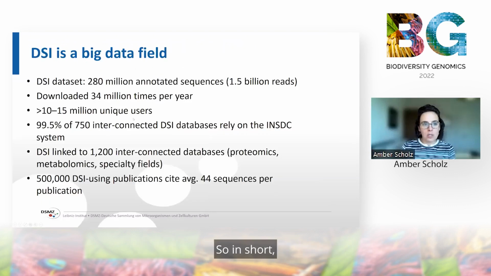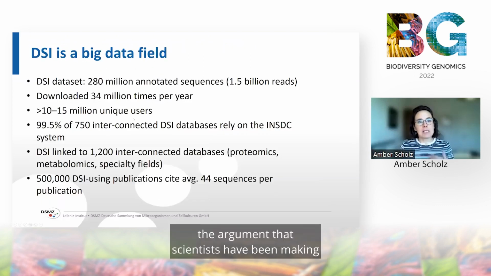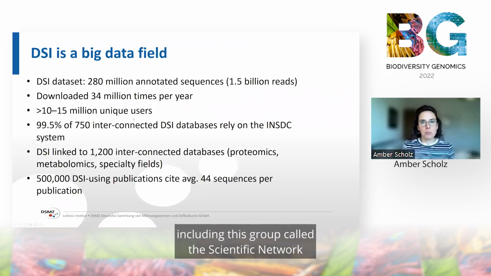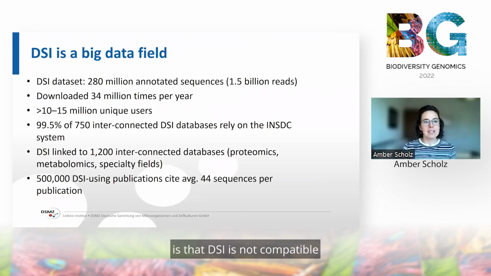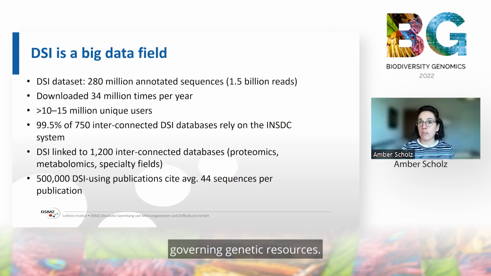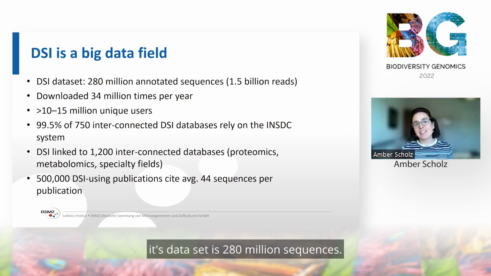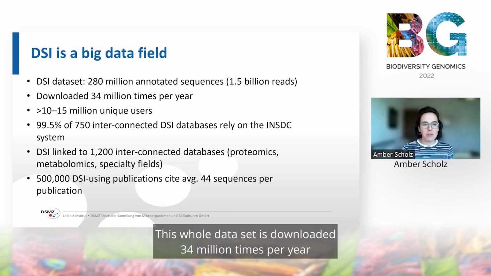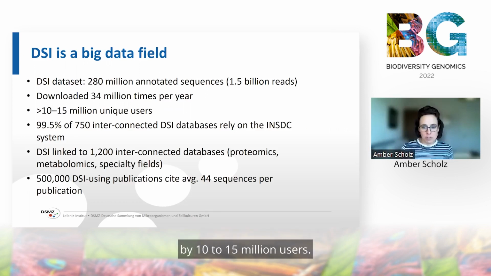So in short, the argument that scientists have been making, including this group called the Scientific Network, is that DSI is not compatible with the existing Nagoya Protocol regulatory framework governing genetic resources. DSI is a big data field. Its data set is 280 million sequences. This whole data set is downloaded 34 million times per year by 10 to 15 million users.